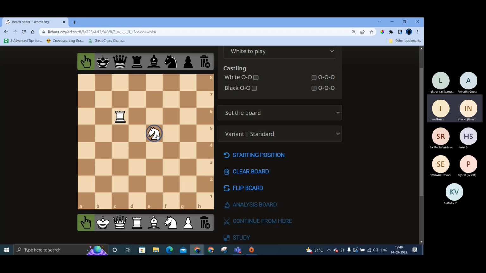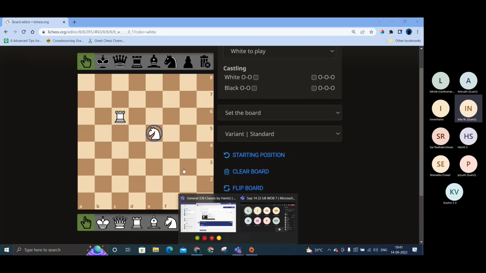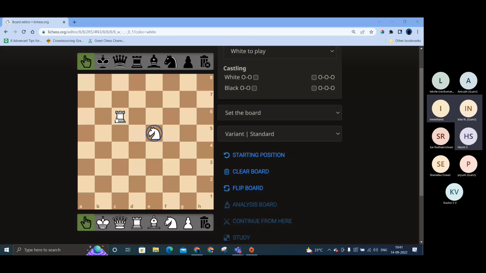Yes, ma'am. Aldrin. Knight is giving support to this rook because the rook is on the landing square. Okay. Be on mute.